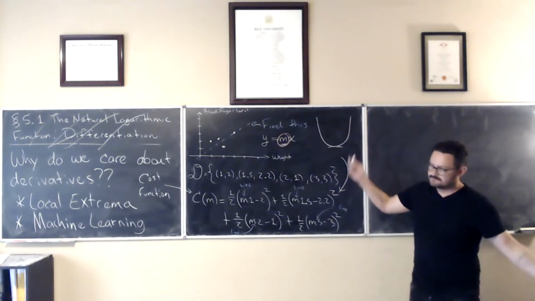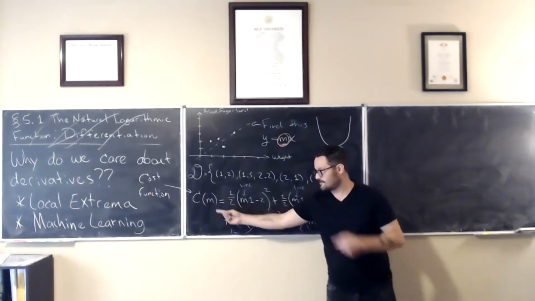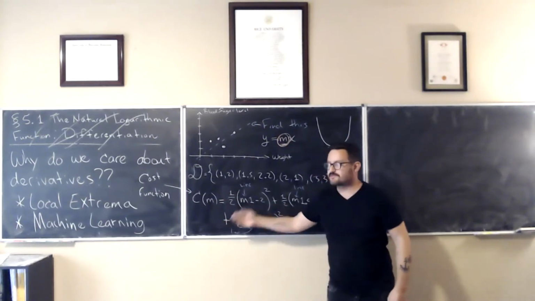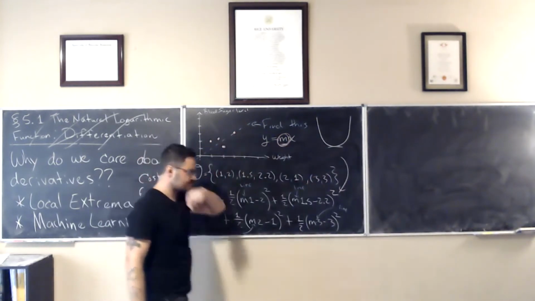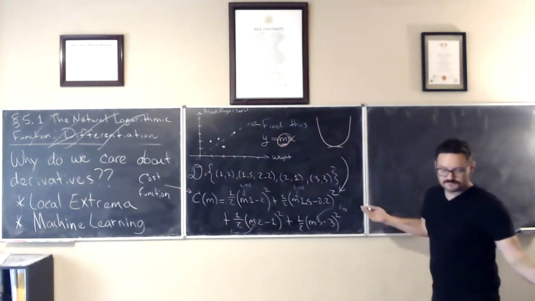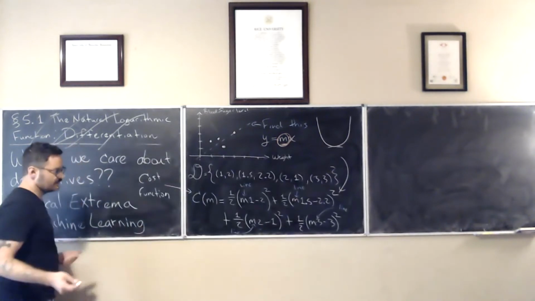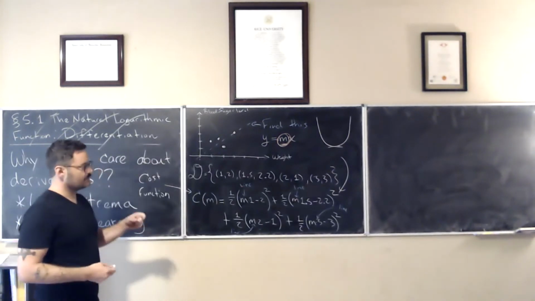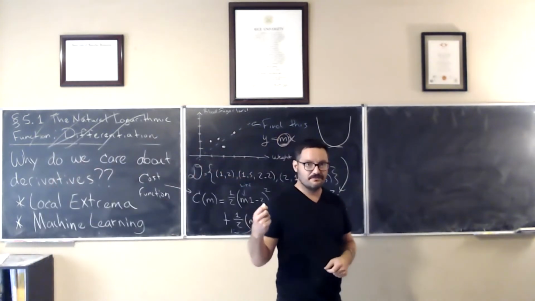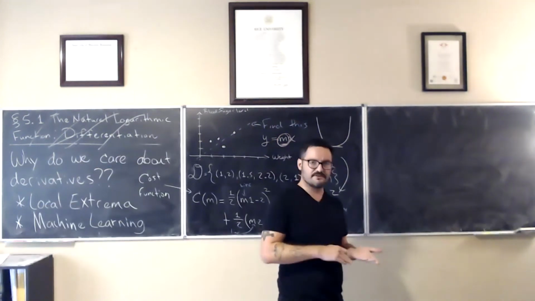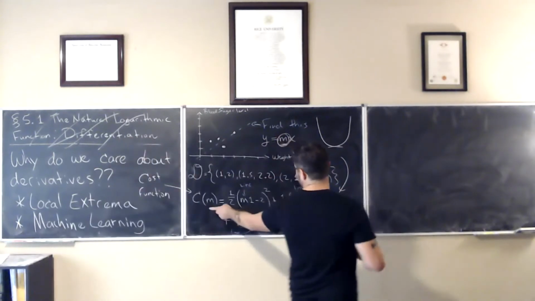Parabolas have one minimum. So if we find the minimum of this function, where m is the variable, that means we found the best line that fits the data. So how do we do that? Well, as was mentioned a bit ago, we find local minimums, local extrema, by finding the critical numbers. The critical numbers are the values in the function for which the derivative is equal to 0 or the derivative does not exist. So we need to find the derivative of this function.